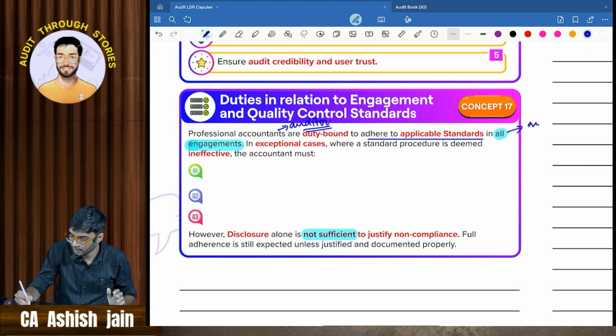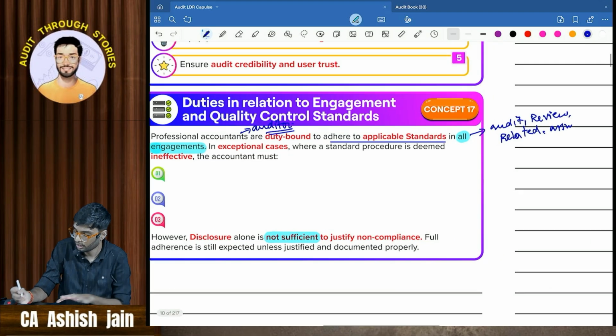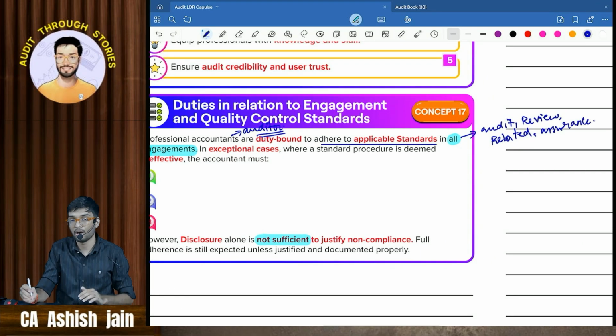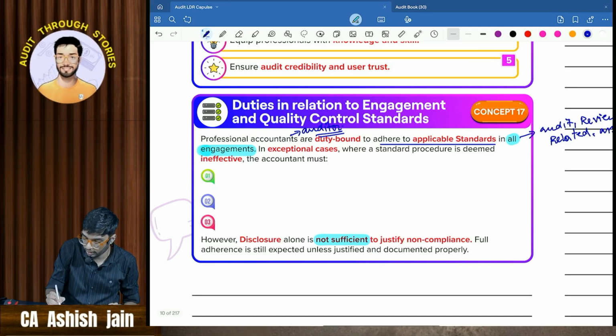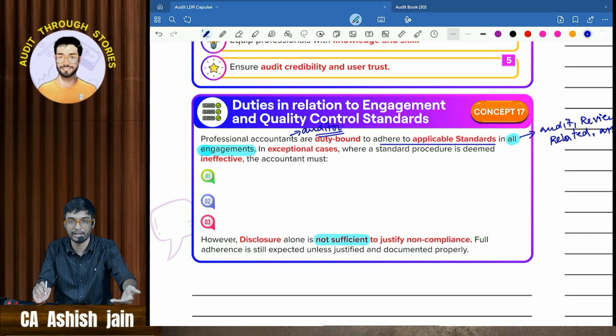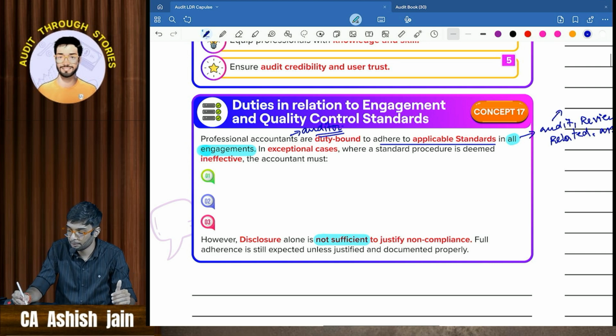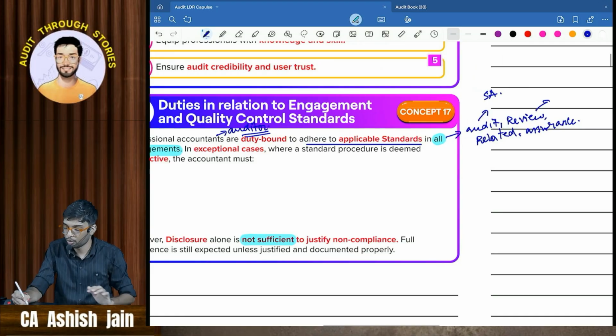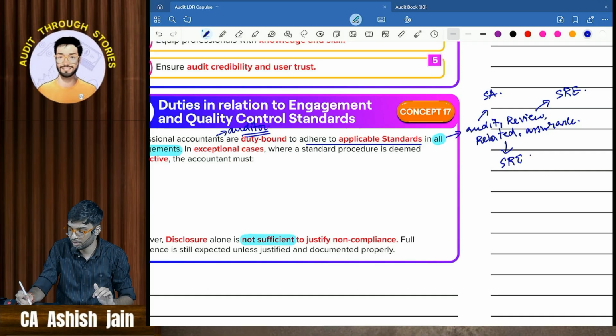In all engagements means audit, review, related services, and assurance, everything. In all situations, the practitioner, that is the professional accountant, is duty bound to follow. To adhere means to follow the applicable standards. Applicable standards means: for audit, it is standards on auditing; for review, standards on review engagements; for related services, standards on related services, which we have already seen; for assurance, standards on assurance engagements.